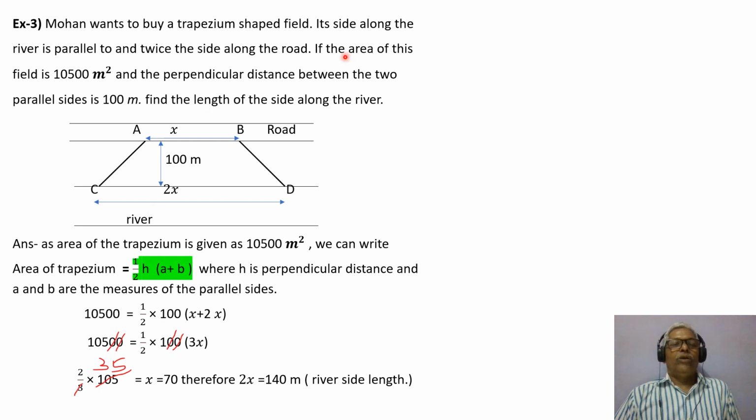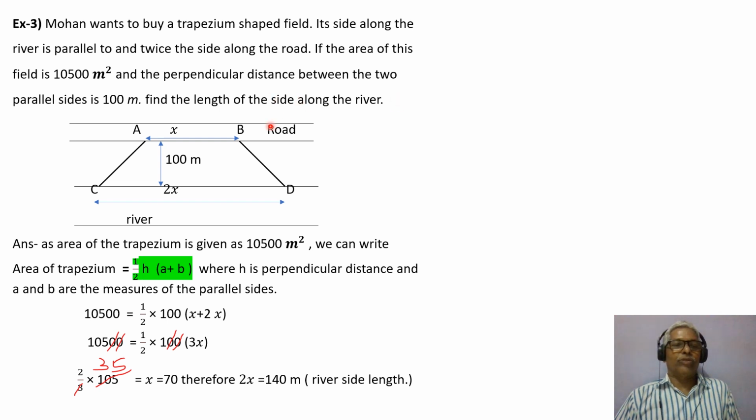If the area of this field is 10500 meters square and the perpendicular distance between the two parallel sides is 100 meters, that is this, that means it's giving you the height. Find the length of the side along the river.